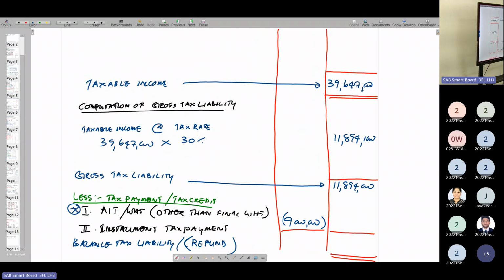If there is rent income which is part of investment income, then 10% could be there. Right? So then 9 million we can deduct. $2,894,000 balance tax needs to be paid.